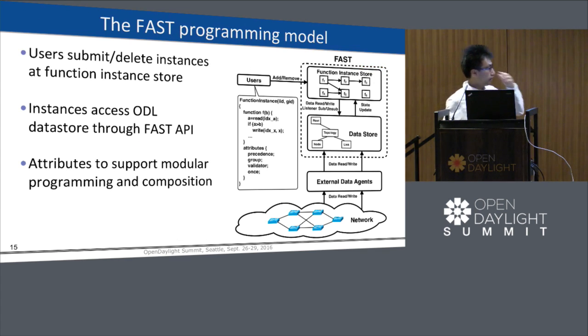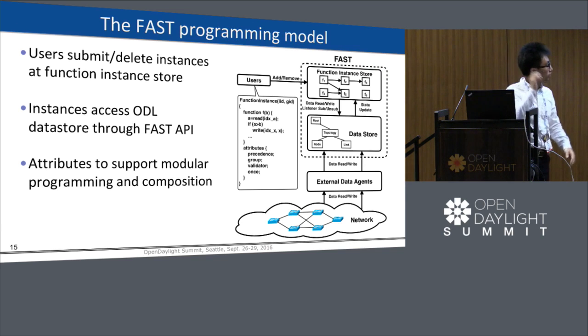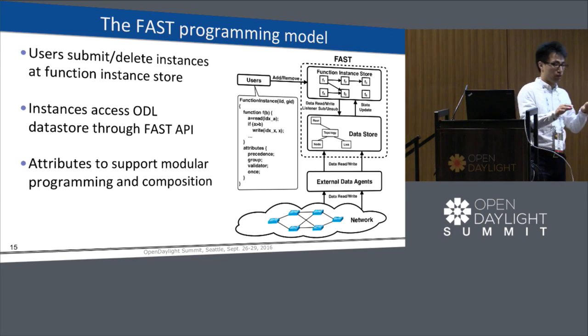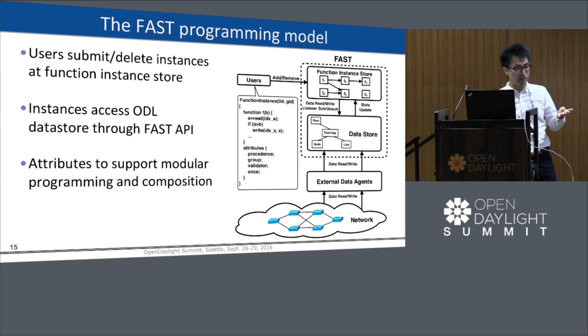And here, this page gives an overview of the user's view of our FAST system. We have a concept called launcher program, where basically the users instantiate their function instances. For example, they have these functions, which are basically Java classes, and they set the parameters to instantiate the classes and submit these classes to our FAST system.